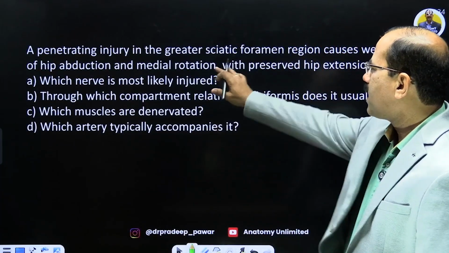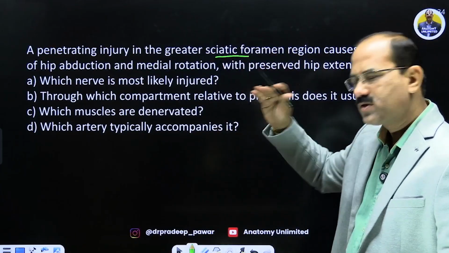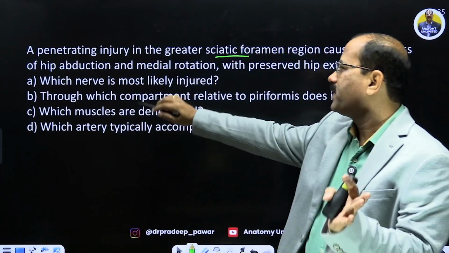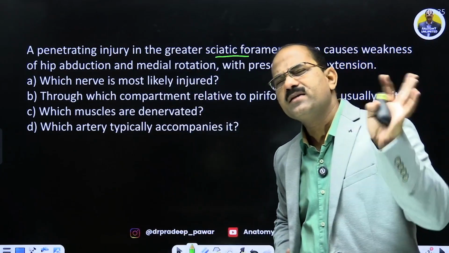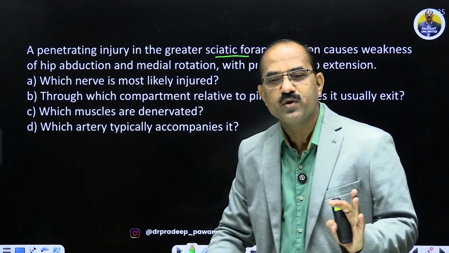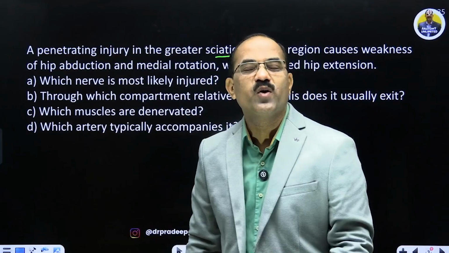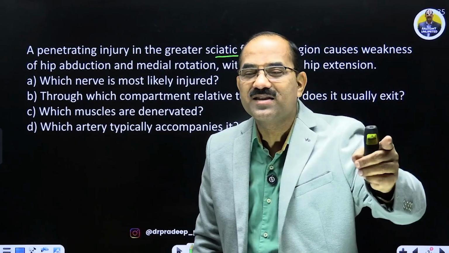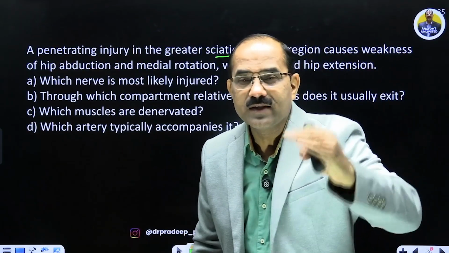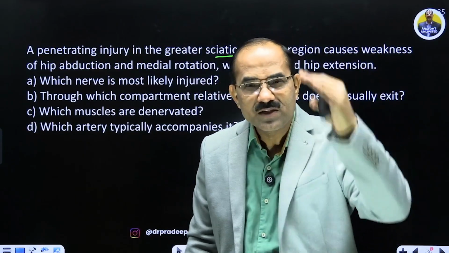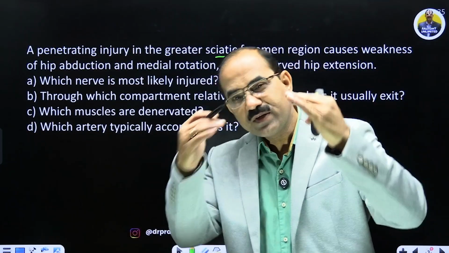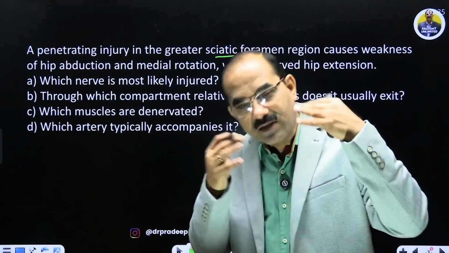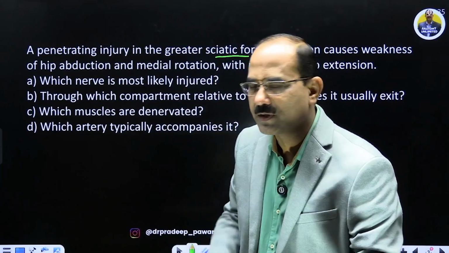Fine. So where is the injury? In the greater sciatic foramen, so we know the structures. Weakness of hip abduction and medial rotation. Any guesses? Who does abduction at the hip joint? The main abductor at the hip joint is gluteus medius. Yes, we have discussed this in the previous clinical case as well. Children, just see the cases in sequence, not randomly. When you see them in sequence, a concept will be developed, right?